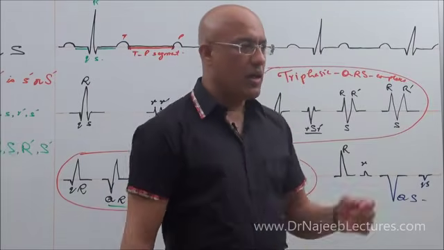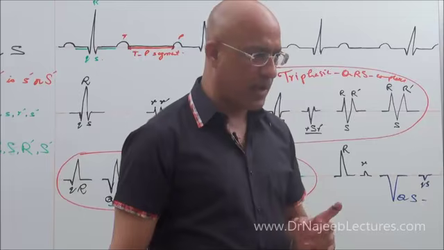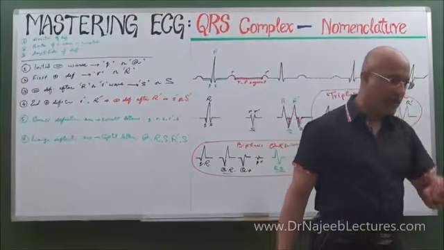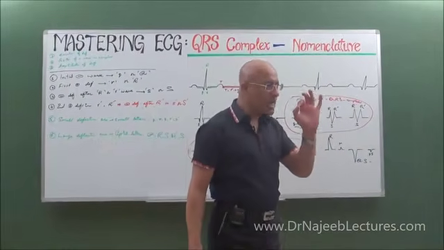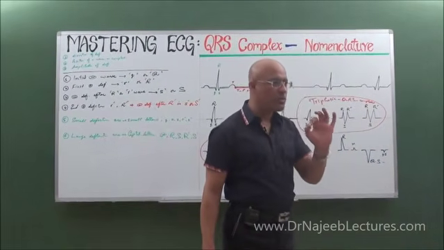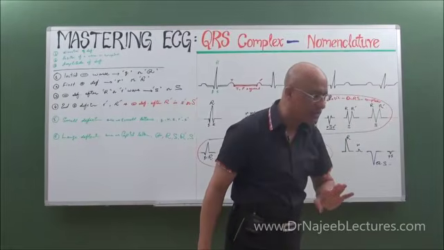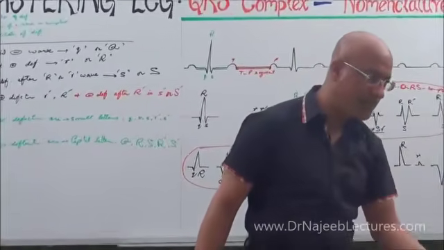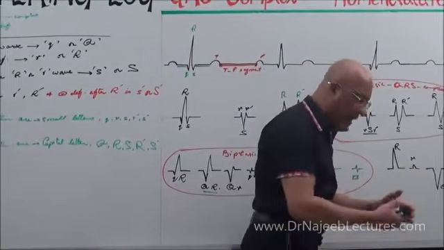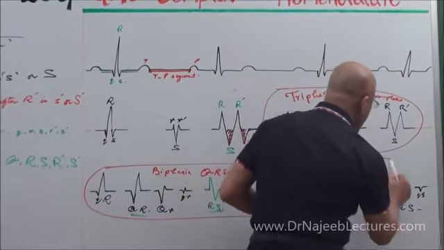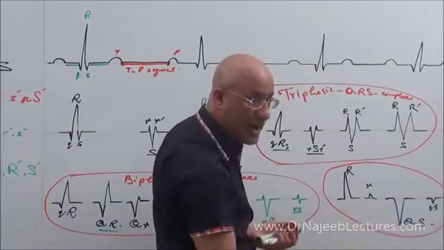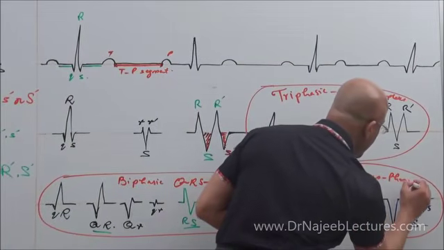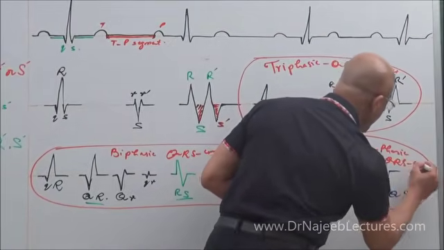Remember one thing: when we use the word QRS complex, it does not mean that Q, R and S all three must be there. QRS complex is the name given to any wave complex produced by ventricular depolarization. It may consist of one wave or two waves or three waves or even more. So these are also QRS complexes, but they have only one deflection, positive or negative, so we call them monophasic QRS complexes.